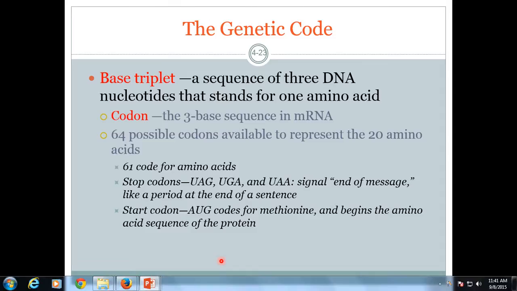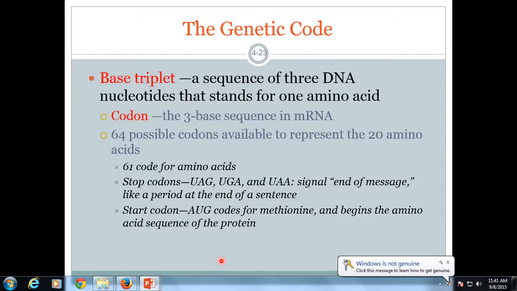Therefore, some amino acids are specified by more than 1 codon, which you will see in Table 4.2 on page 119 in your textbook. The code also contains stop codons that end the translation to amino acids and a start codon that also codes for methionine. I keep pronouncing this wrong. Methionine.